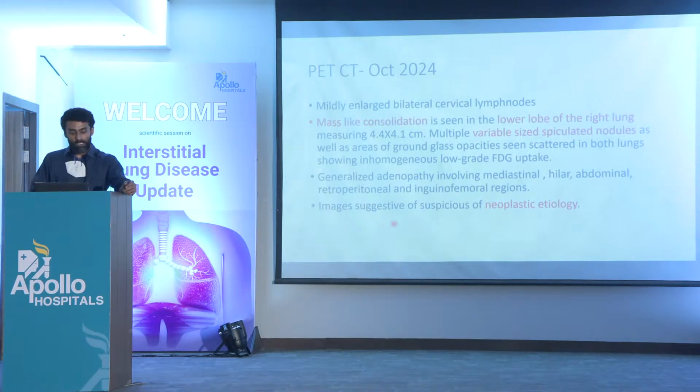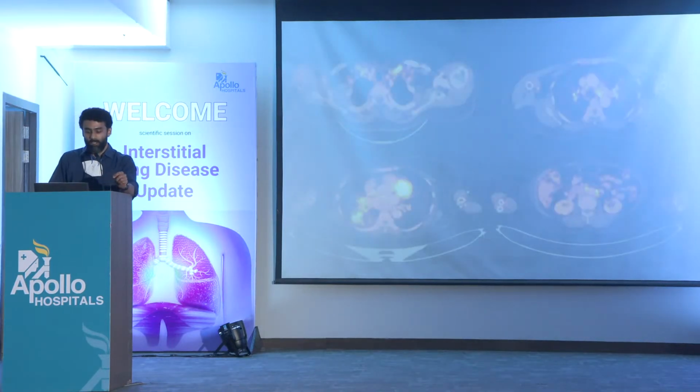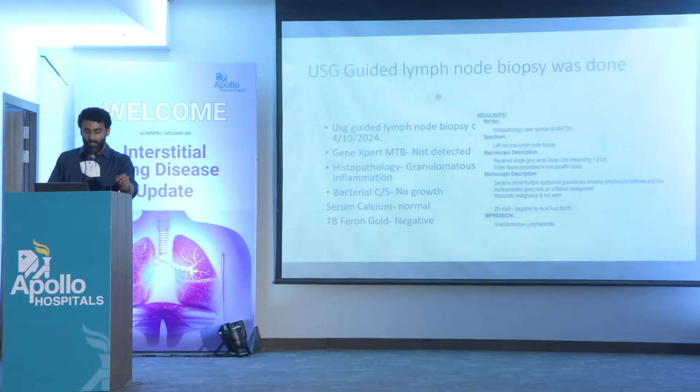And this was the PET CT that was reported as a mass-like consolidation, and images are suspicious of a neoplastic etiology. So because there were lymph nodes in the neck, the patient was subjected to a USG-guided lymph node biopsy. And this lymph node biopsy came out to be a granulomatous inflammation. However, it was negative for TB, that was GeneXpert was negative, culture was also negative, her IGRA was also negative. So it was just reported as a granulomatous lymphadenitis.